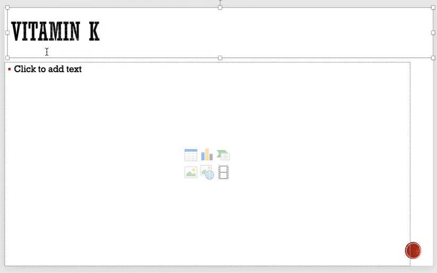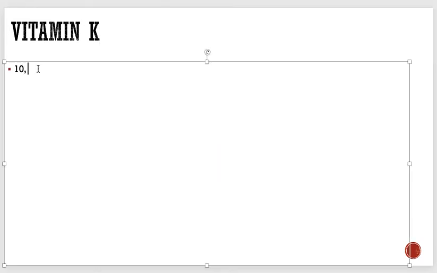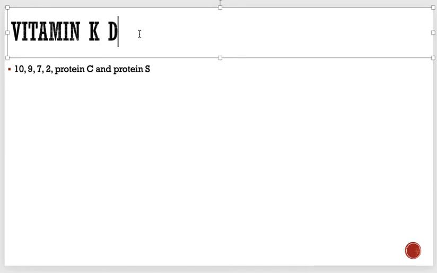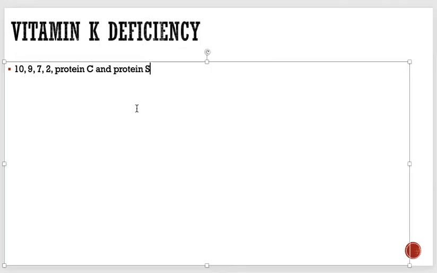And what is a drug which counters vitamin K? Remember, guys, the vitamin K antagonist is called warfarin. I told you the mnemonic, 1972, Canada versus Soviets, right? In 1972, basically 1 is 10. So 10, 9, 7, 2, protein C and protein S will all be gone, all affected, in vitamin K deficiency.